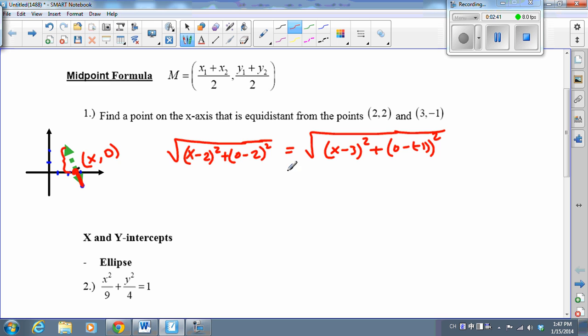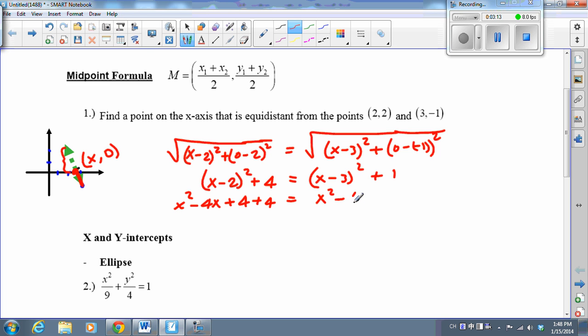Well, I would go ahead and simplify this one and I will square both sides. I will end up with (x minus 2) squared plus 4 equal to (x minus 3) squared plus 1. If I expand the left side, I will have x squared minus 4x plus 4 plus an additional 4 equal to x squared minus 6x plus 9 plus 1.